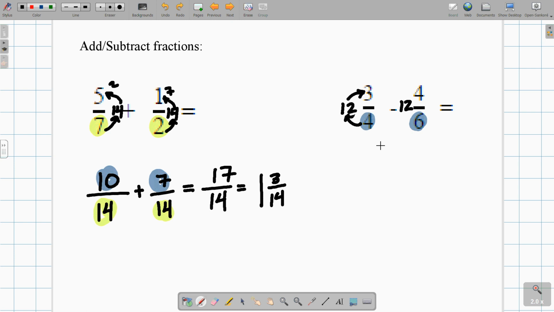Watch that minus sign. 6 goes into 12. Arrow in, arrow out. 2 times. 2 times 4, 8 over 12. Once again, now that your denominator is exactly the same, you can now add or subtract the numerators accordingly. That's not improper, so we're done.